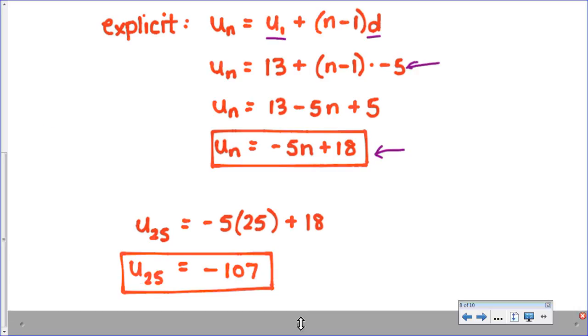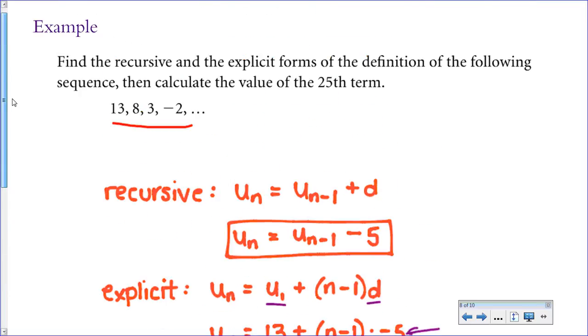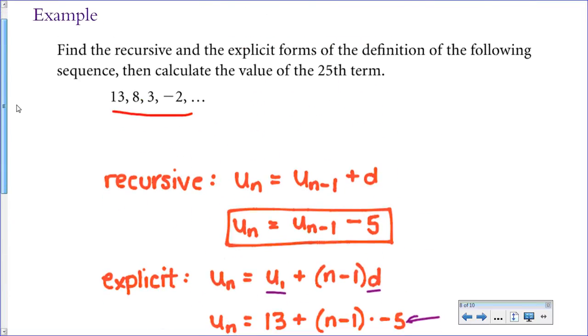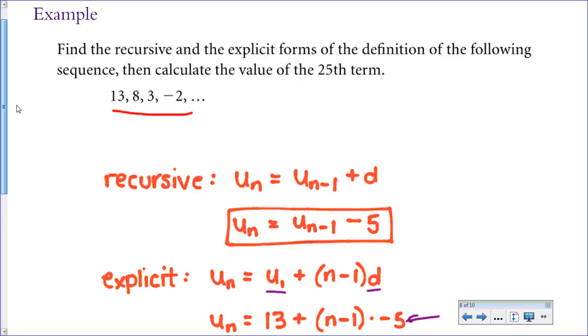So I'm plugging 25 in, evaluating it using a calculator. Actually, these numbers aren't that big. You could do this without a calculator. But the 25th term is -107 for this sequence. And it's good to check if your answer actually makes sense. I mean, if you look up at the sequence again, does it make sense that 25 terms later it would be at -107? And that does seem pretty reasonable.